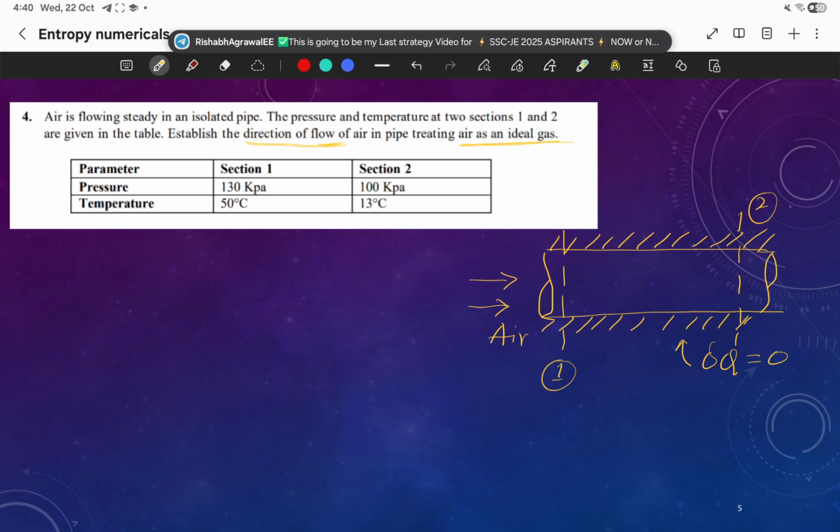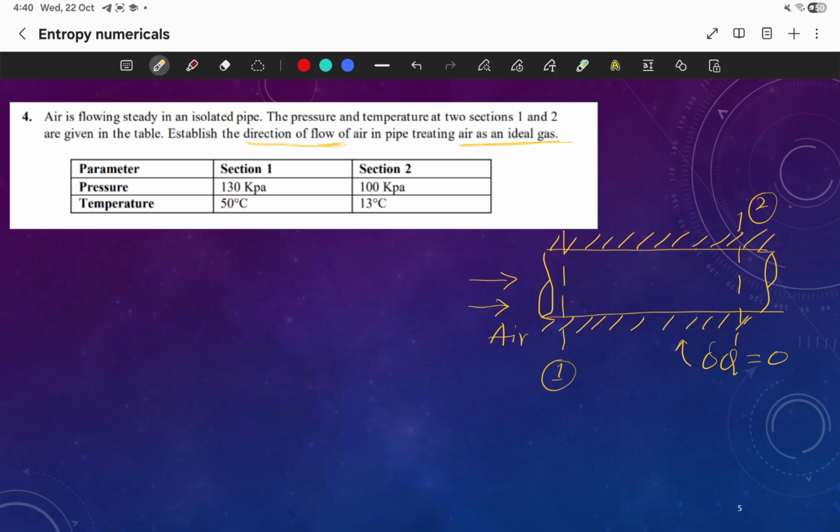So first we have to calculate the S generation value. If S generation is 0, the process will be reversible. If S generation is greater than 0, the process will be feasible, it will be irreversible in nature. And if S generation or change in entropy of universe will be less than 0, then the process is not feasible in the particular direction, right? So our aim is to calculate the change in entropy of the universe.